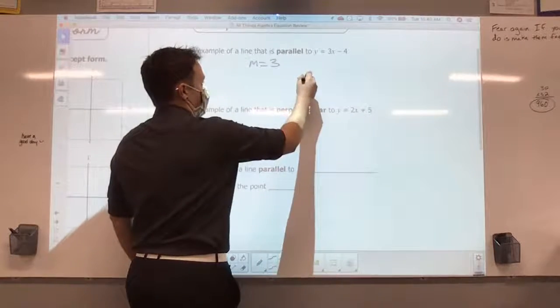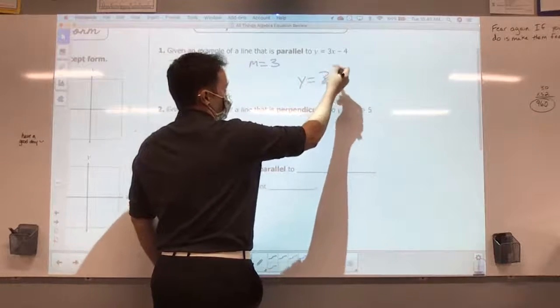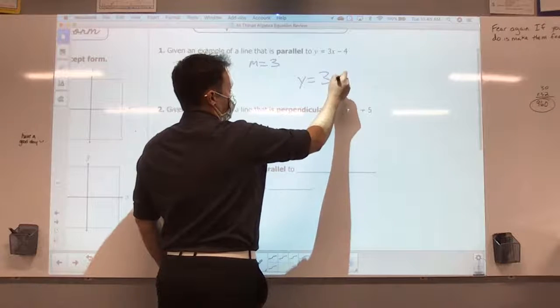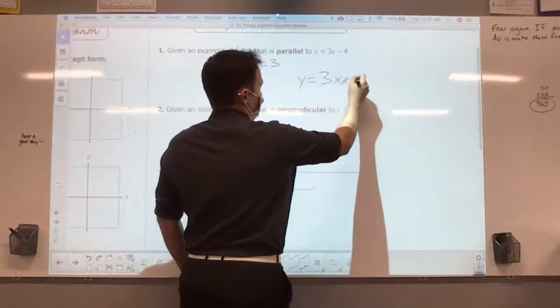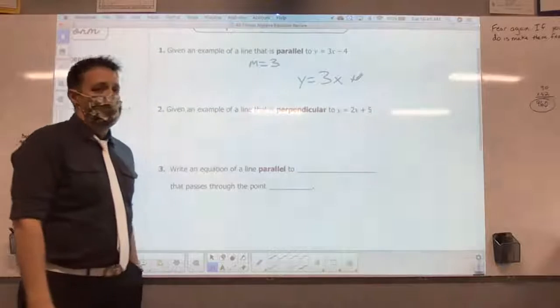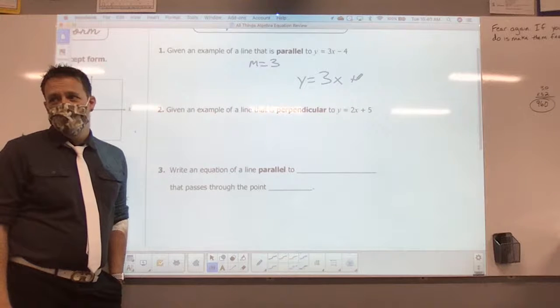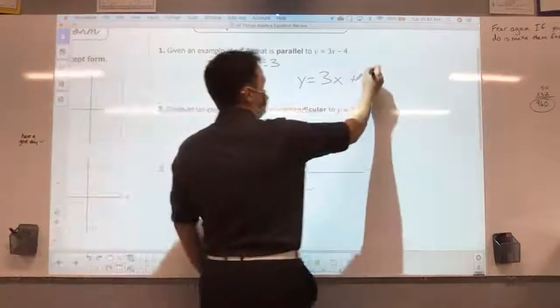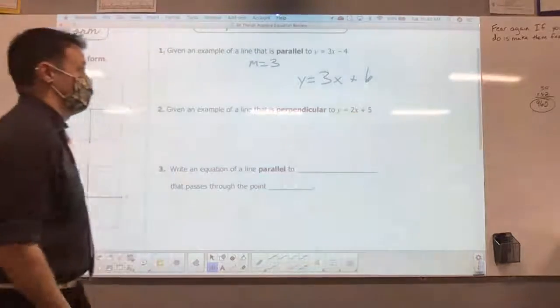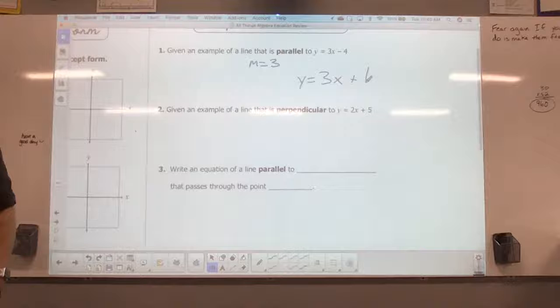So it would be y equals 3x, because that's the slope that's required, and then we'll go plus, I don't know, Jordan, favorite number? That line is parallel. Simple.